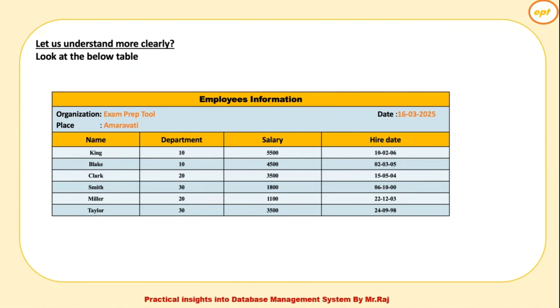But unfortunately, a place called Amaravati exists in multiple states. It is available in Andhra Pradesh, and it is also available in Maharashtra. Which place are you exactly talking about? Is it confusing or not? Is it ambiguous or not? Yes, the data has ambiguity.